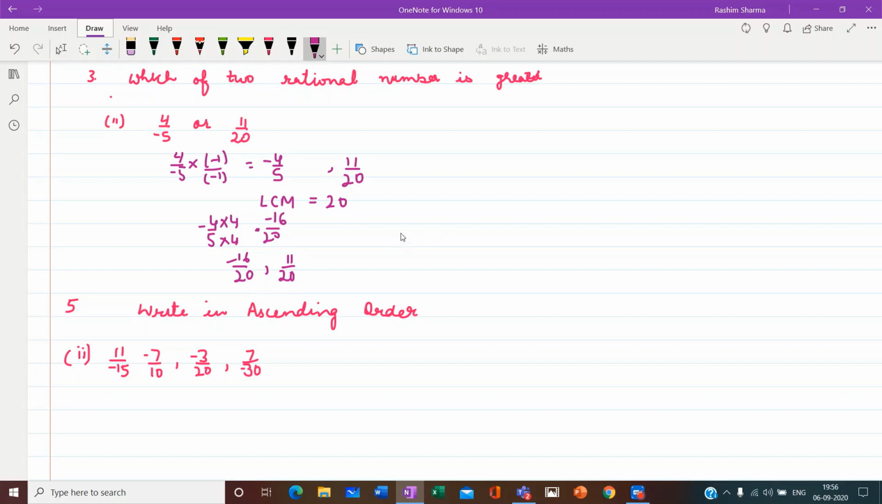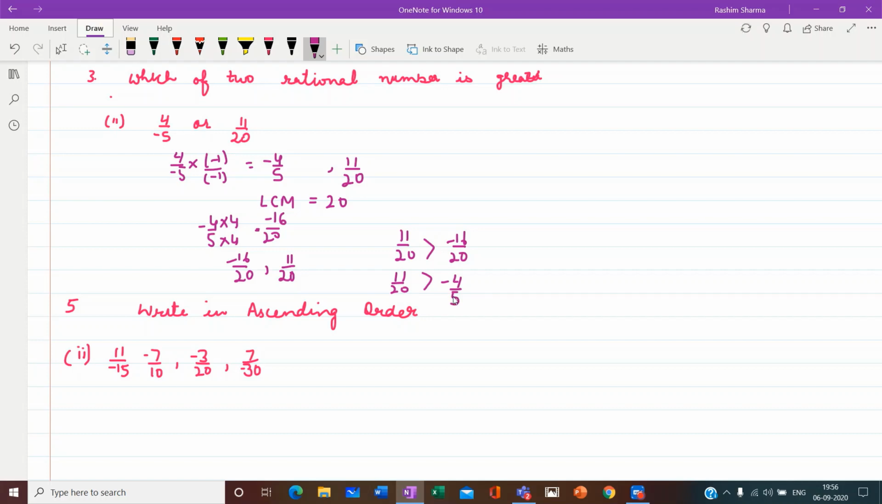Now we know when we compare them, 11 on 20 is greater than minus 16 on 20, because positive numbers are always greater than negative rational numbers. So it means 11 on 20 is greater than minus 4 on 5.